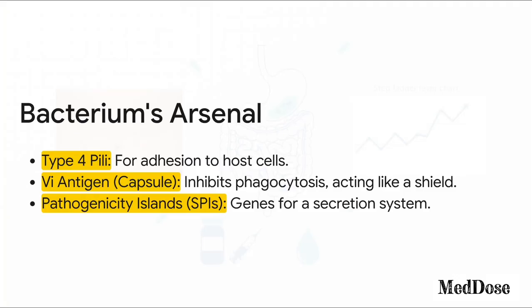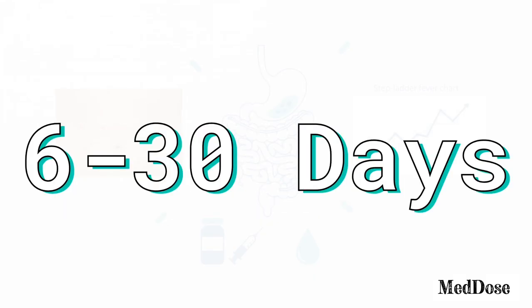So how is this tiny organism so good at what it does? It comes prepared with a whole arsenal. It has these type 4 pili, which are like little grappling hooks to latch onto your cells. It's got a viral antigen capsule, which is basically a stealth cloak that helps it hide from your immune system's first responders. And then it has pathogenicity islands. Think of these as the blueprints for its weapon system, allowing it to inject proteins directly into your cells to cause damage.